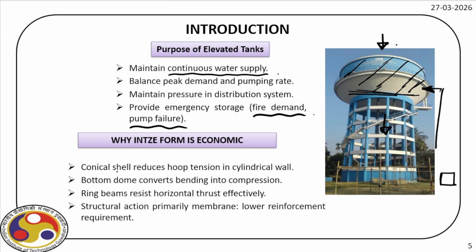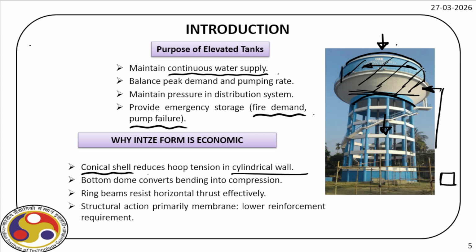The reason is the use of the conical shell, which reduces hoop tension on the cylindrical wall. So you can see these are the cylindrical walls, this region, and on top of that the shell structure is there. So that reduces the stress. Second thing is there is a bottom dome here. This bottom dome converts bending into compression.